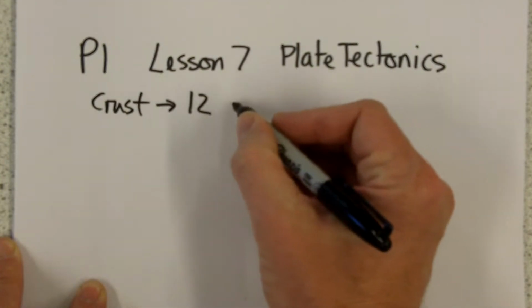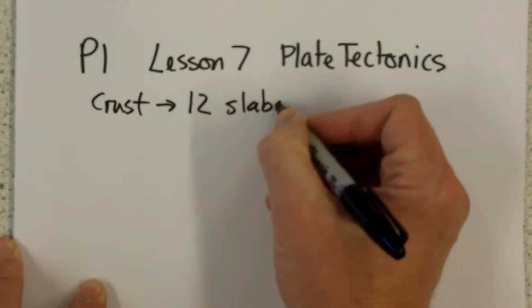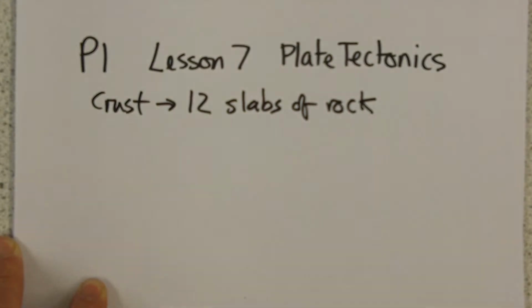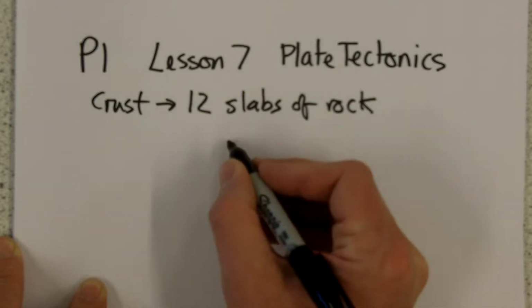into roughly 12 giant slabs of rock which float upon the surface on the magma. And because of the heat coming through from the core of the Earth, the magma is in constant motion due to convection currents, and so these slabs, these plates, the tectonic plates, are moving around. Now, essentially they can move in a number of ways.